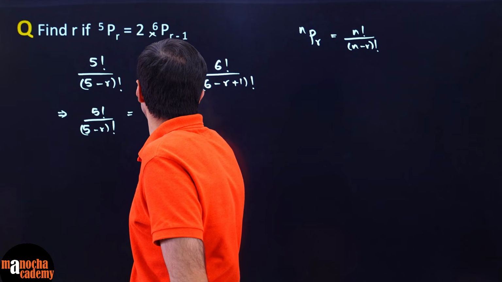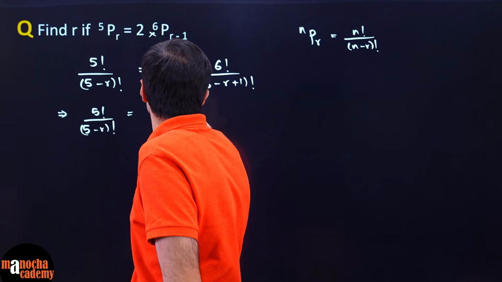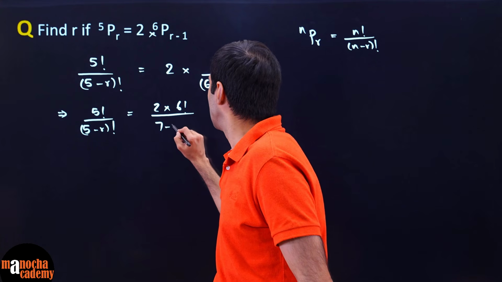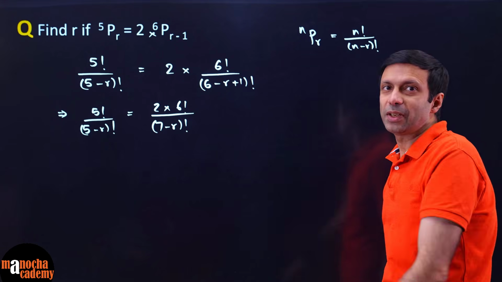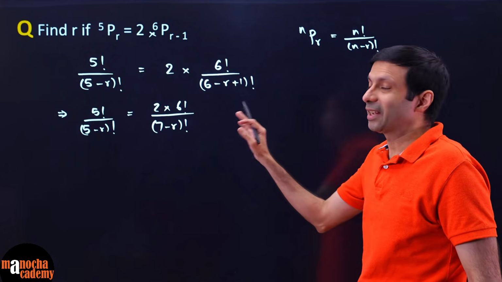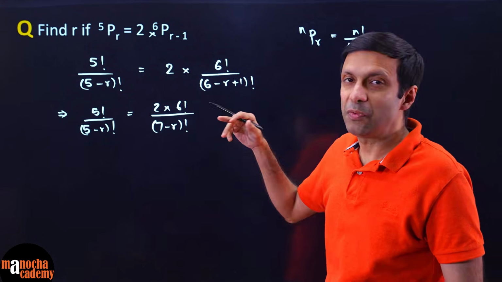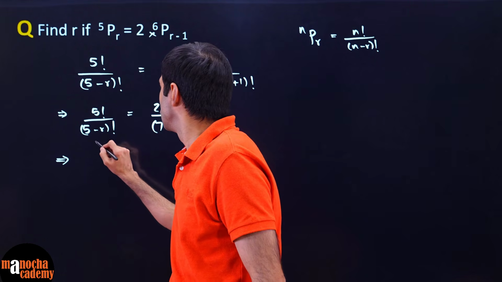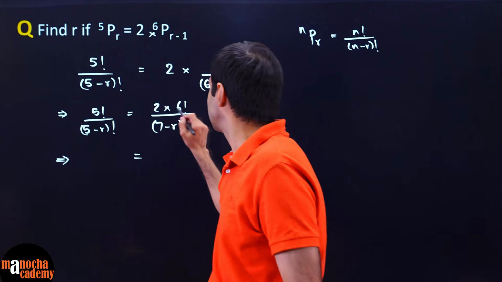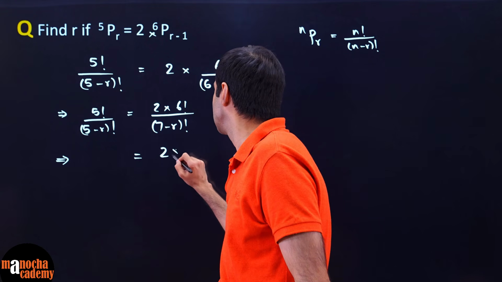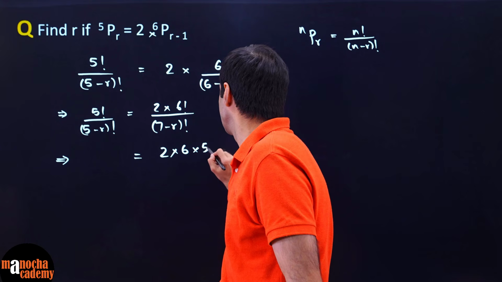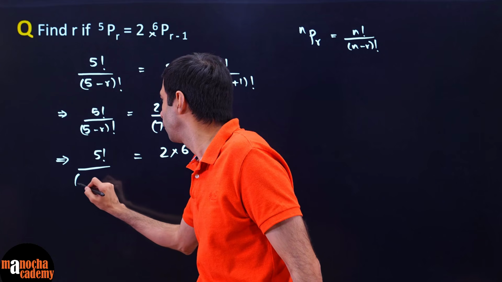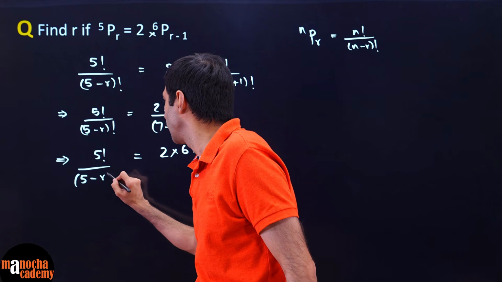And on the right hand side we have 2 times 6 factorial divided by, this will give you 6 plus 1 is 7 minus r factorial. Now go ahead and see what you can simplify here, because once again don't multiply out stuff. So remember, we can use that trick of expressing the factorial in terms of the previous number. So on the right hand side, I can express 6 factorial as 6 times 5 factorial. Here we have 5 factorial in the numerator, and this is 5 minus r factorial.